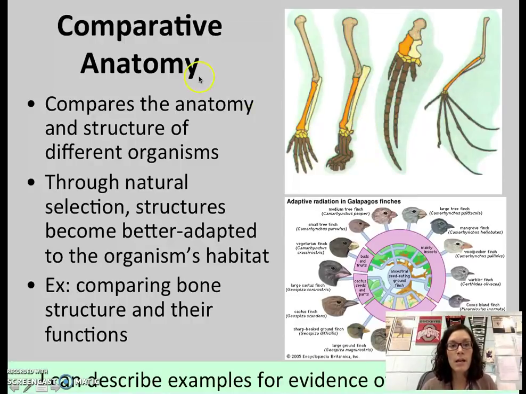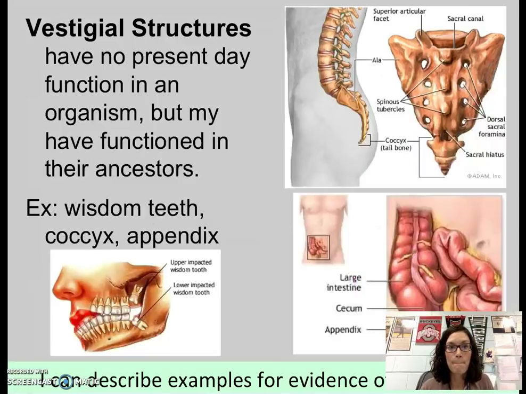So comparative anatomy is comparing bone structures and how they might function differently. So you have obviously hand, leg, fin, the bones of those things, and then maybe your finch beaks that you're comparing. Why do they have different beaks?